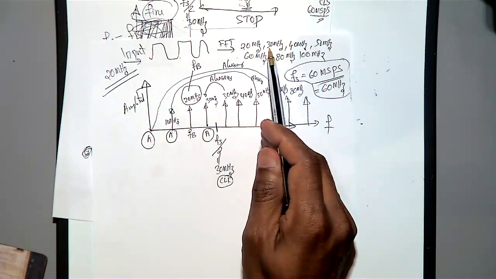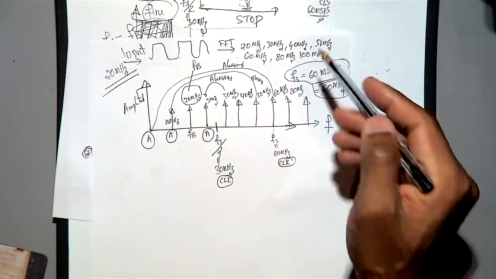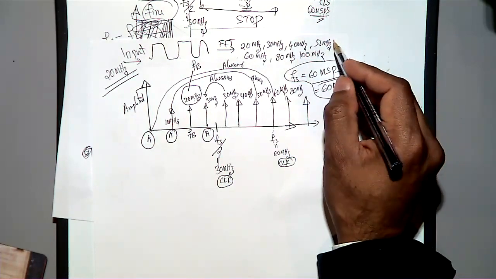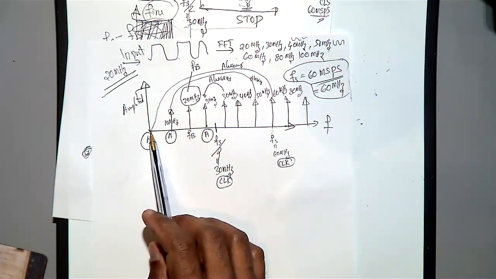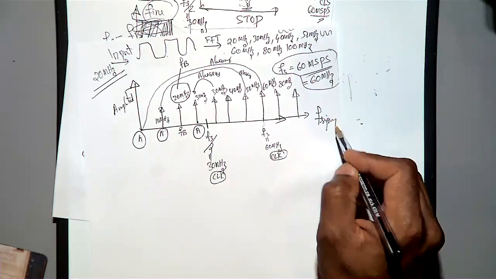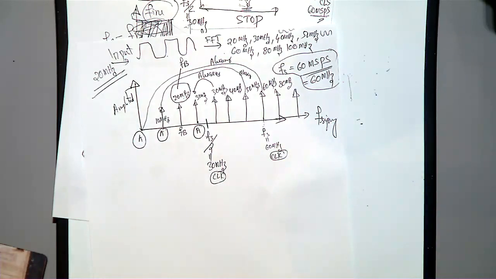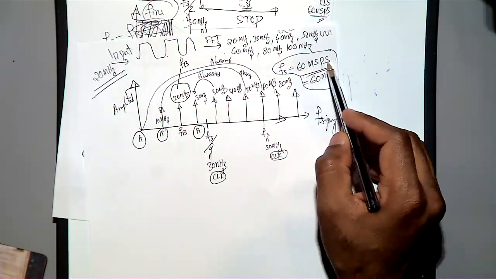But then you also get some 30 megahertz, 40, 50, 60, 80, 100 megahertz. These are the FFT components, different sinusoidal signals. Here we represent the frequency on this axis, and this is the amplitude. And then we will be using an ADC at 60 mega samples per second.